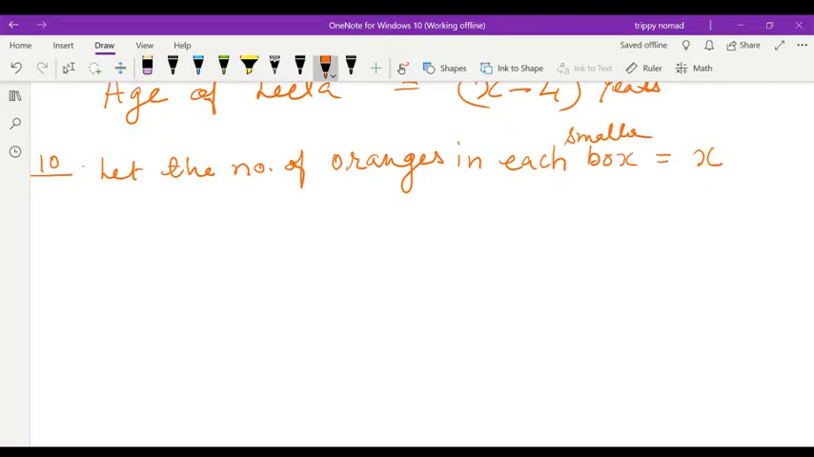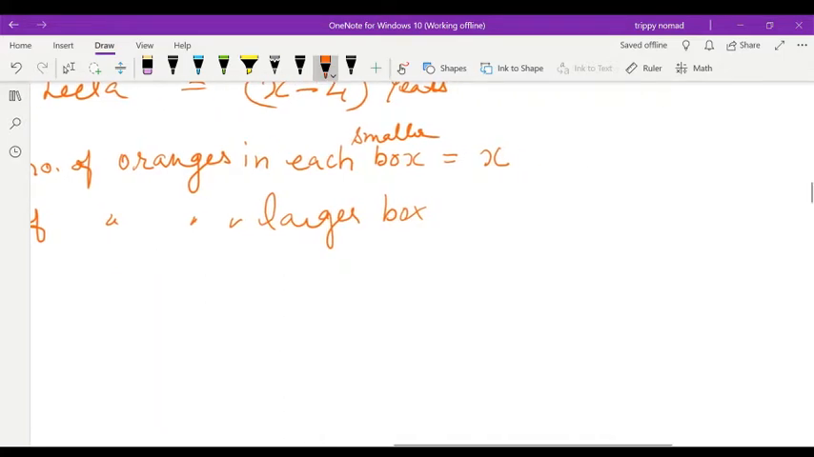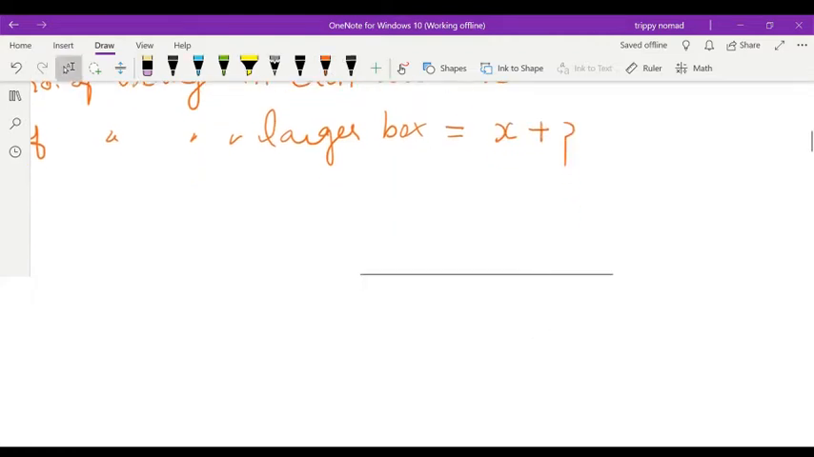2. The number of oranges in the larger box. There, the oranges were filled in 2 boxes. That is x plus x.